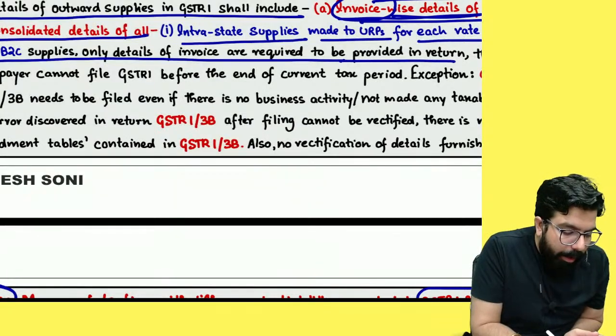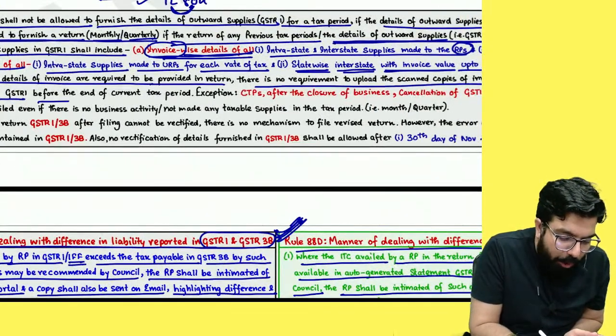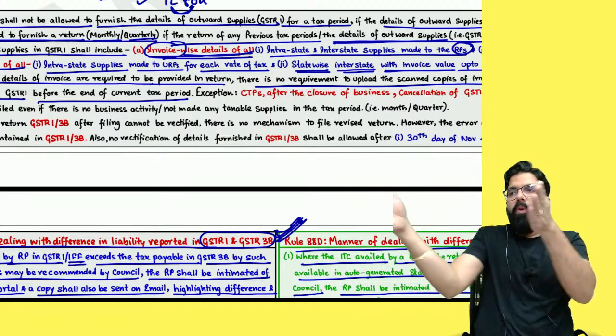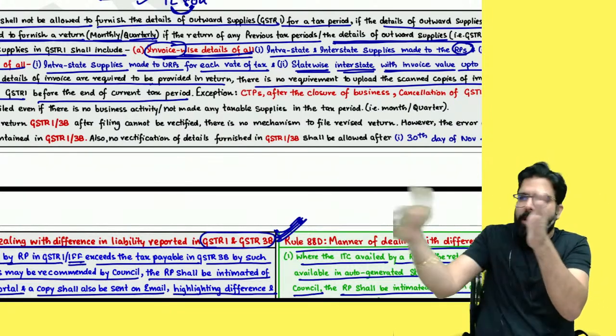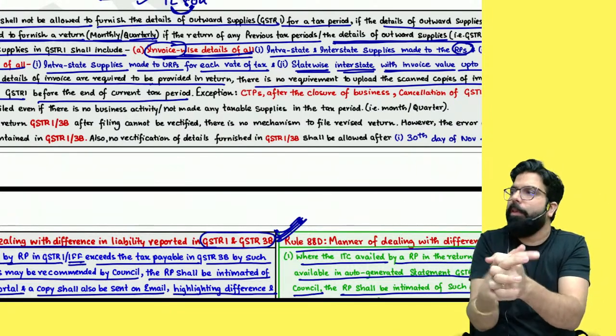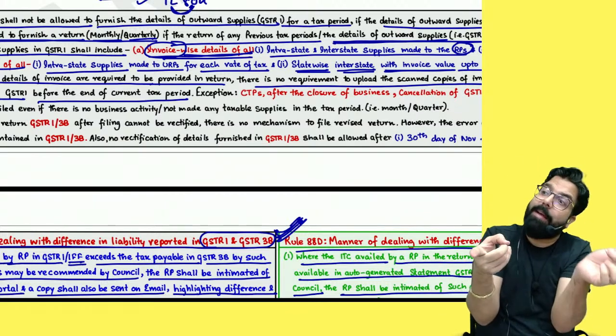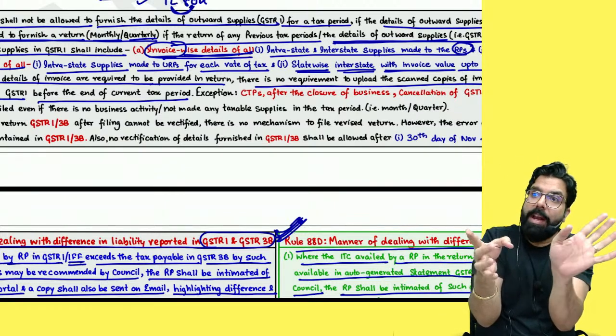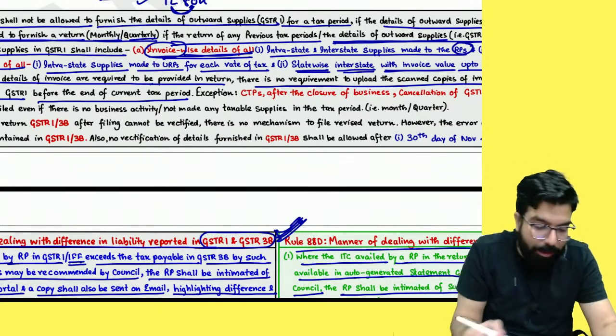Next. A taxpayer cannot file GSTR1 before the end of the quarter. Before the current tax period, before the month gets over, can I file my GSTR1? No. Only once the month gets over, by the 11th. But there are two exceptions.